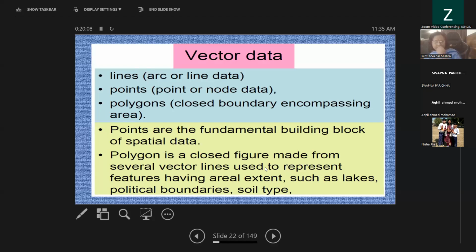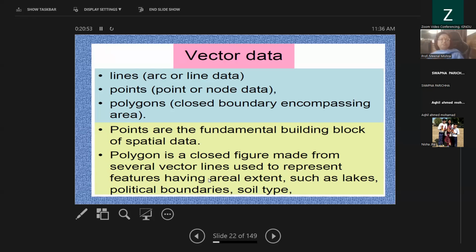So open up your SLMs and try to correlate things, because many figures are given there. I'm going only through the salient points. So vector data can be represented in the form of lines, points, and polygons. When you talk of lines, the points are connected, it becomes line, arc, or line data. Point, you also call it node data, and polygon is a closed boundary, the connecting lines, they enclose an area, that becomes a polygon.